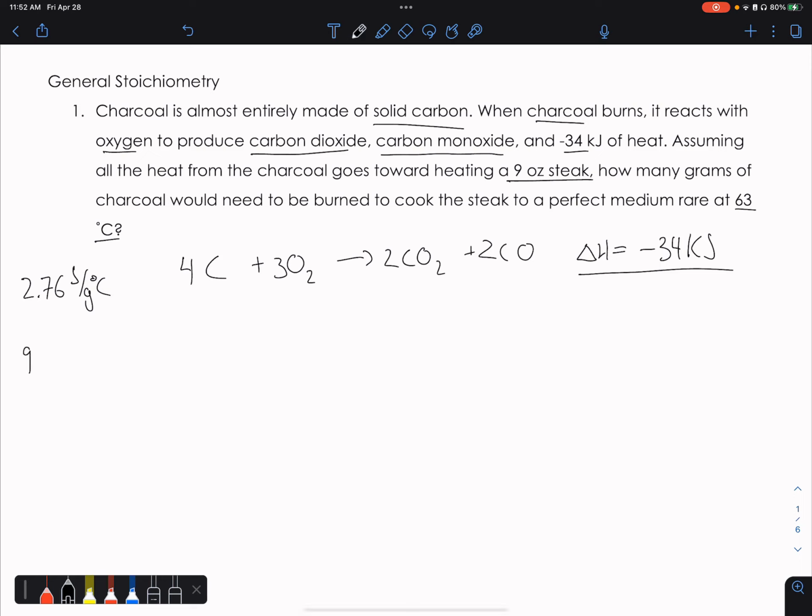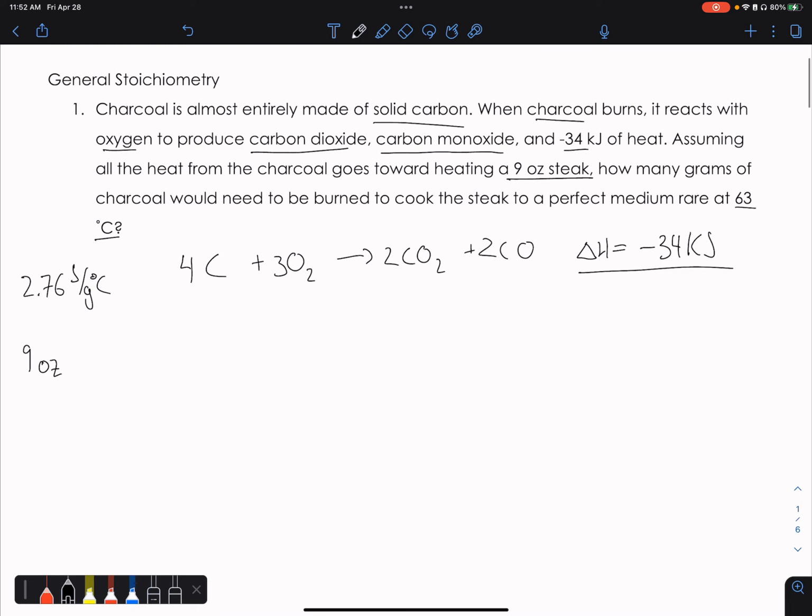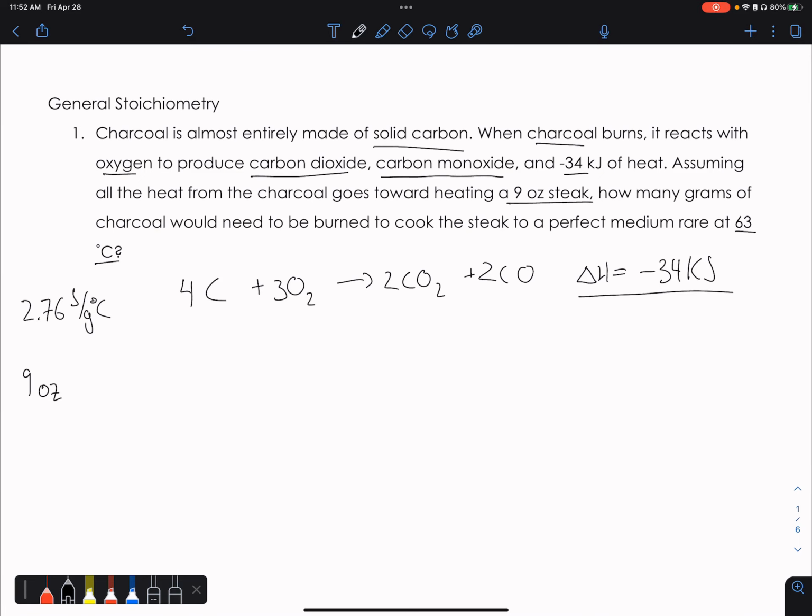The other thing that we're going to have to do is take this 9 ounces of steak and convert that into grams. You might have used a table to look this up, like the one from the unit analysis worksheet. 1 ounce is going to be 28.3494 grams. So if we convert this, that's going to be 255.146 grams of steak.